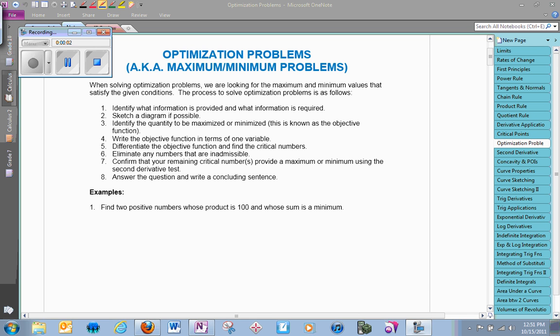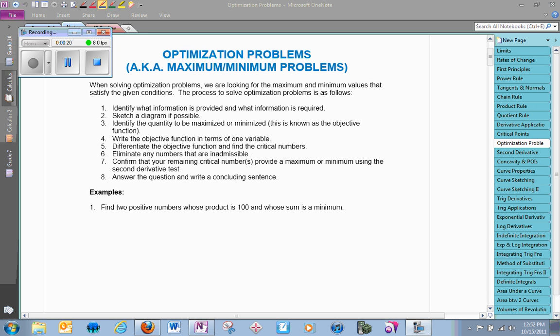Hey everyone, today we're going to talk about optimization problems, aka maximum problems. Recall that you did this in grade 10 when we talked about quadratics and you were able to complete the square and find the maximum or the minimum and do all those things. Now we're going to be using calculus to do things a little bit more efficiently.